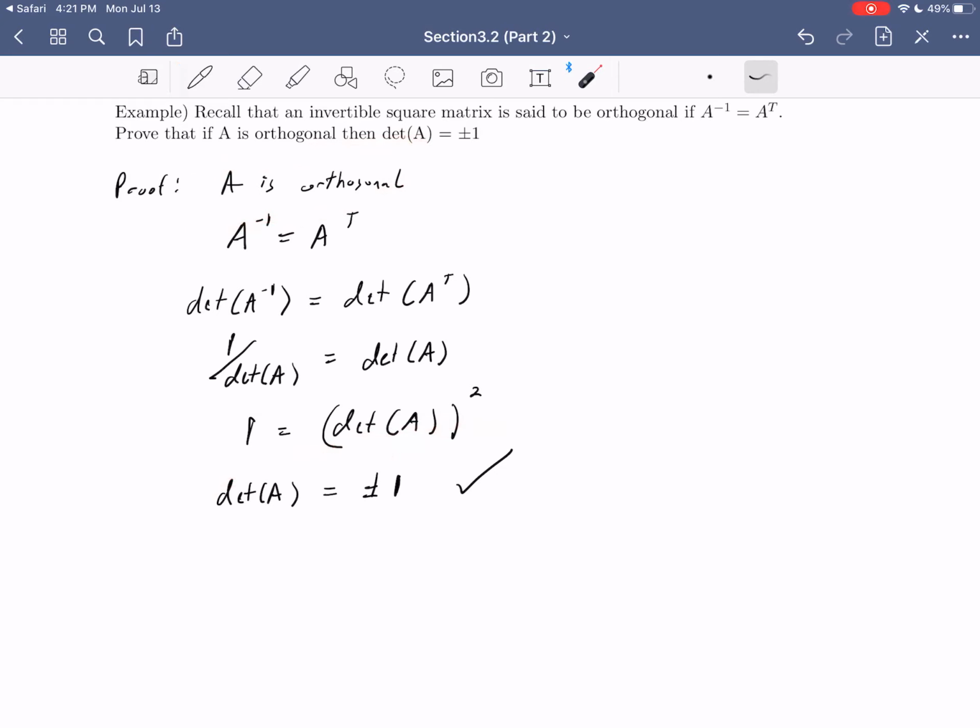Does that mean that if the determinant is plus or minus 1, it's guaranteed to be orthogonal? Absolutely not. This is a one-directional proof. That's the only way that this statement is true. If it's orthogonal, then the determinant is guaranteed to be plus or minus 1. Alrighty, this wraps up section 3.2, which was all about the properties of the determinant.